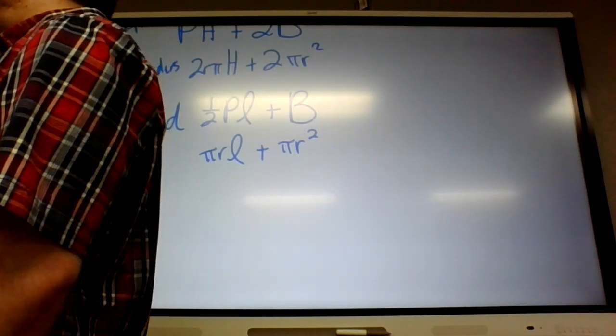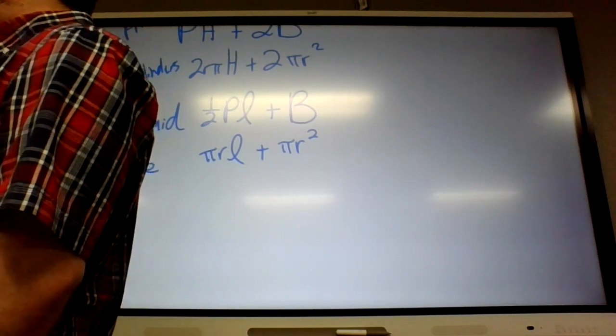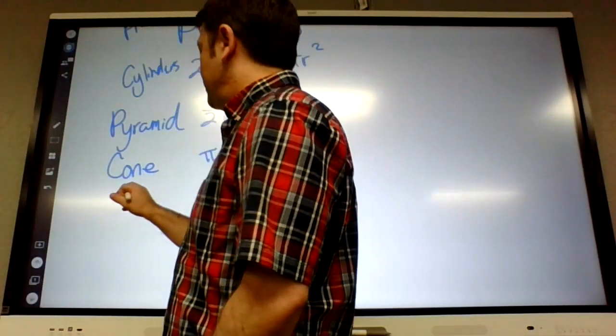Can we get a piece of paper for it? Well, I can maybe print something off, but I'll probably just make a table on the board with all of these. Okay, and then yesterday we did spheres.